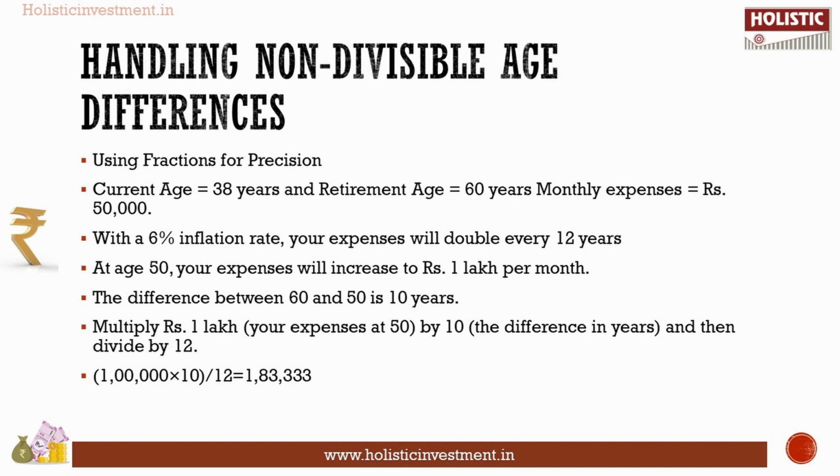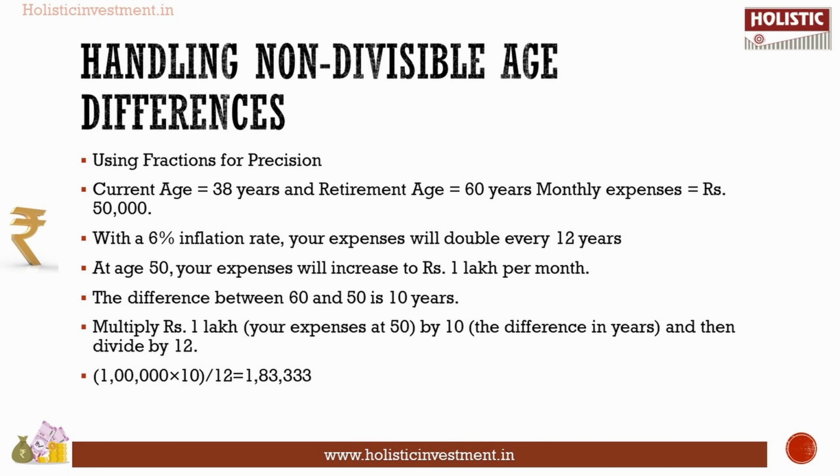Now, to find your expense at age 60, use the fraction method. The difference between 60 and 50 is 10 years. Multiply rupees 1 lakh, that is the expenses at 50, by 10 and then divide by 12. The calculation looks like this: 1 lakh into 10 divided by 12, which is equal to 1,83,333. So your average monthly expenses at the time of retirement would be approximately 1.83 lakhs.